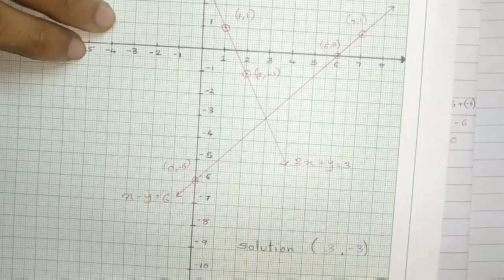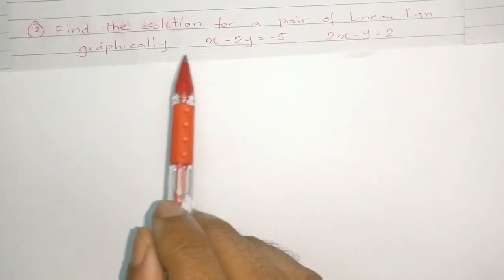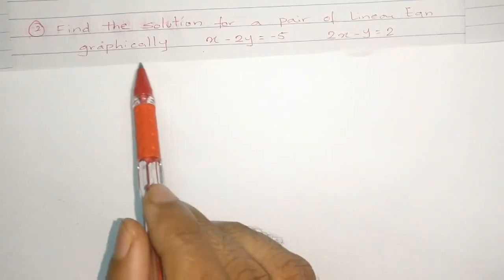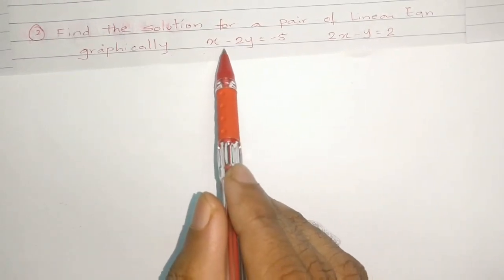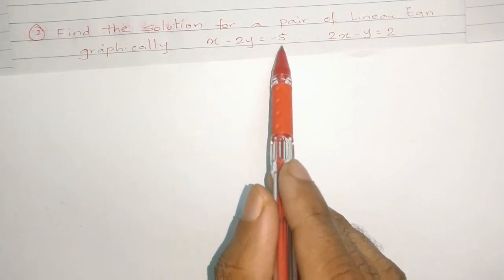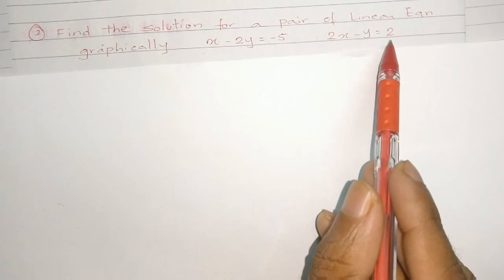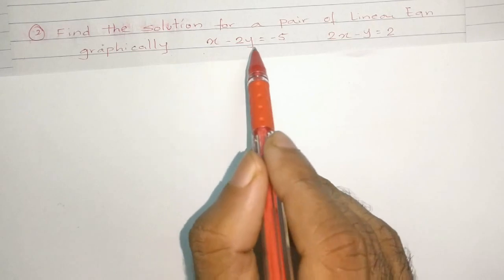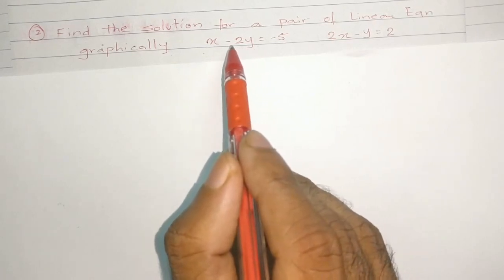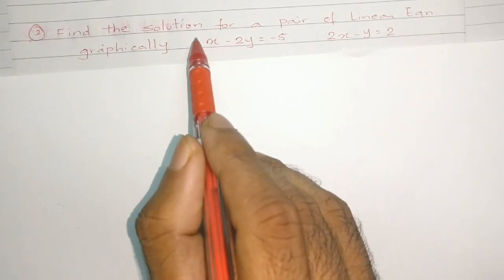We'll solve another one. Okay, the question is find the solution for a pair of linear equations graphically, and the equations are x minus 2y is equal to minus 5 and 2x minus y is equal to 2. So first thing I told you, look for that variable which is having the coefficient as 1. So I have it over here.